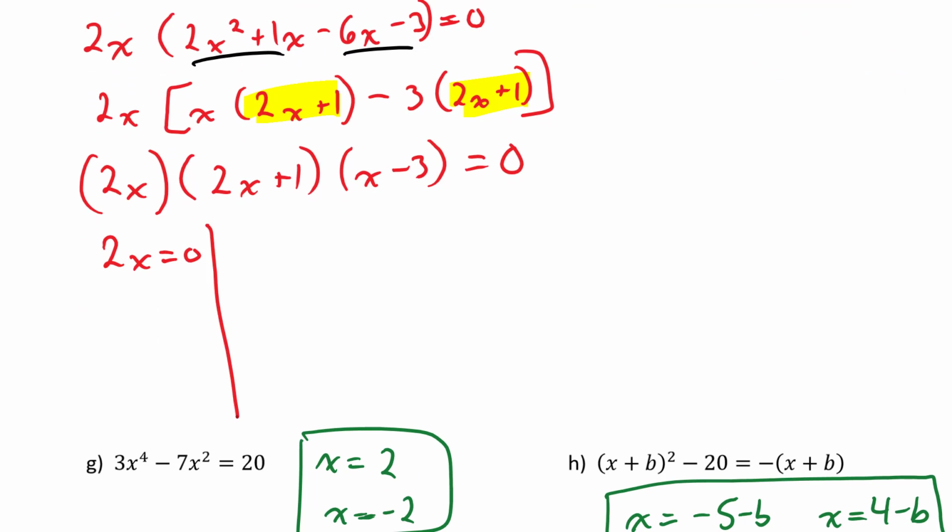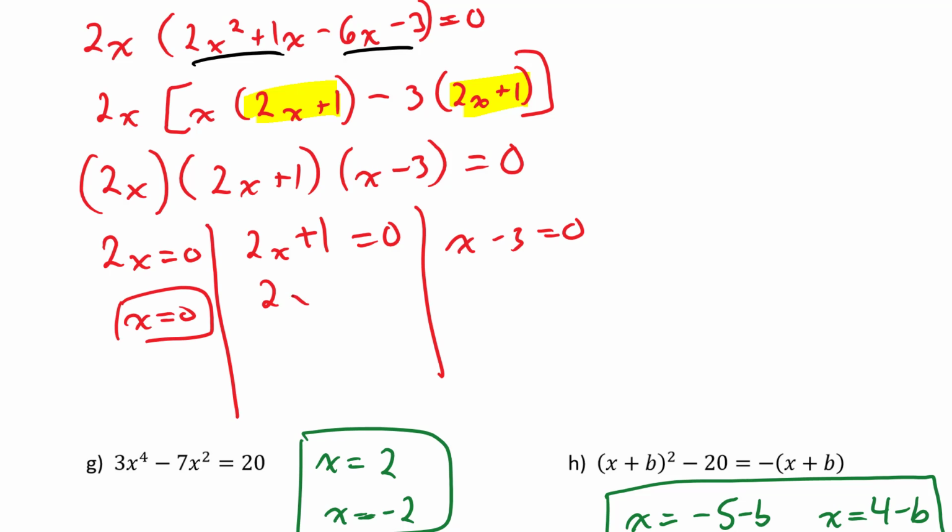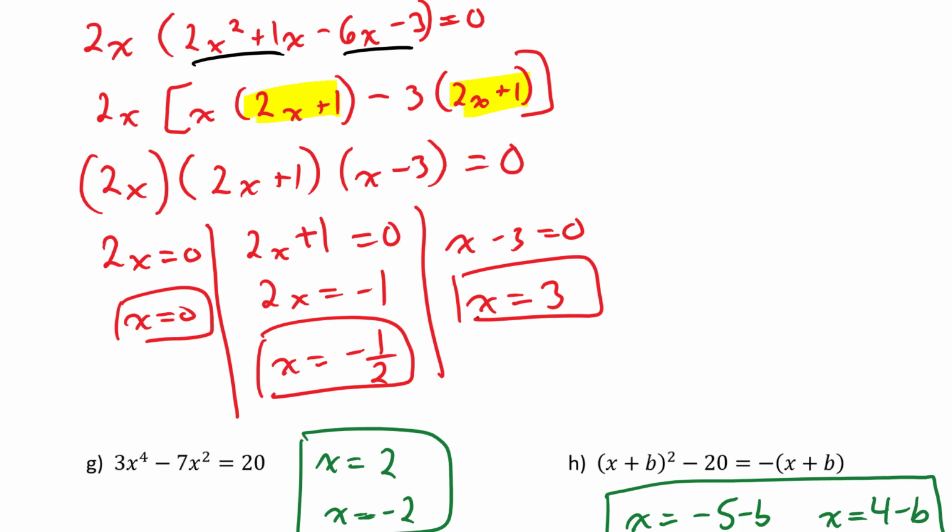2x equals 0, 2x plus 1 equals 0, or x minus 3 equals 0. Divide both sides by 2, x is equal to 0. 2x is equal to -1, x is equal to -1/2. X is equal to +3. So you can see that's why there are 3 correct answers to this equation.